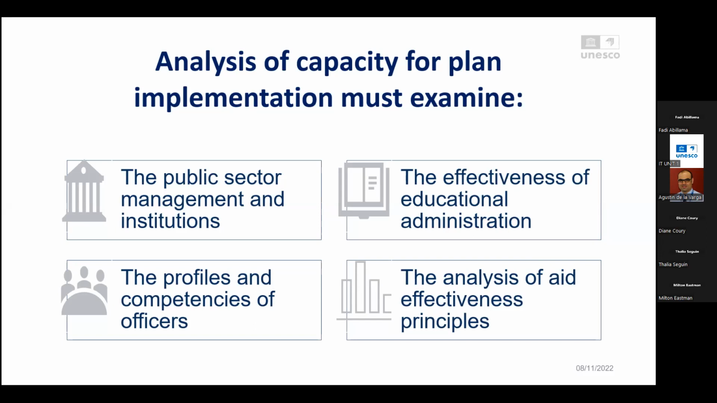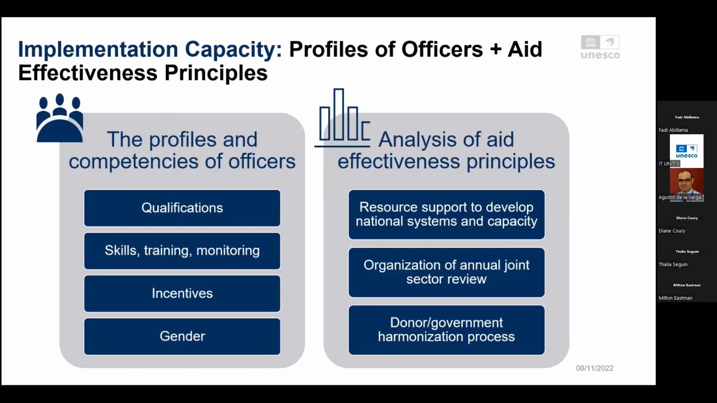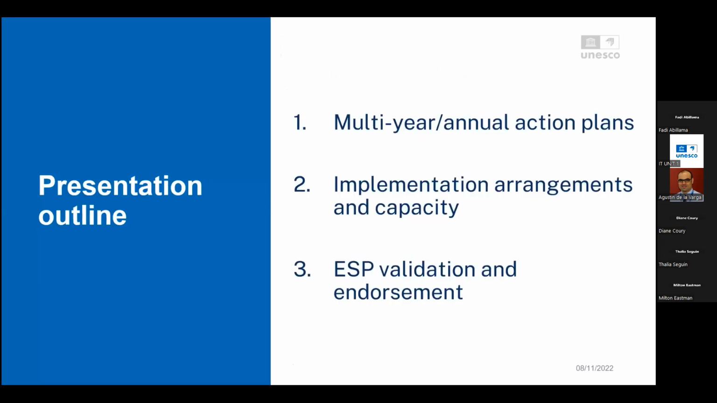There are four major areas that need to be examined. I'm not going to go into detail. I will ask you to listen carefully to the PowerPoint, because there are things that we are not going to touch on directly during today's session. Usually we look at public sector management and institutional capacity, the effectiveness of the educational administration, the profile and competencies of staff, and the effectiveness principles. So I will jump to another part of the slides, but I strongly ask you to listen carefully to the PowerPoint and see that in more detail.